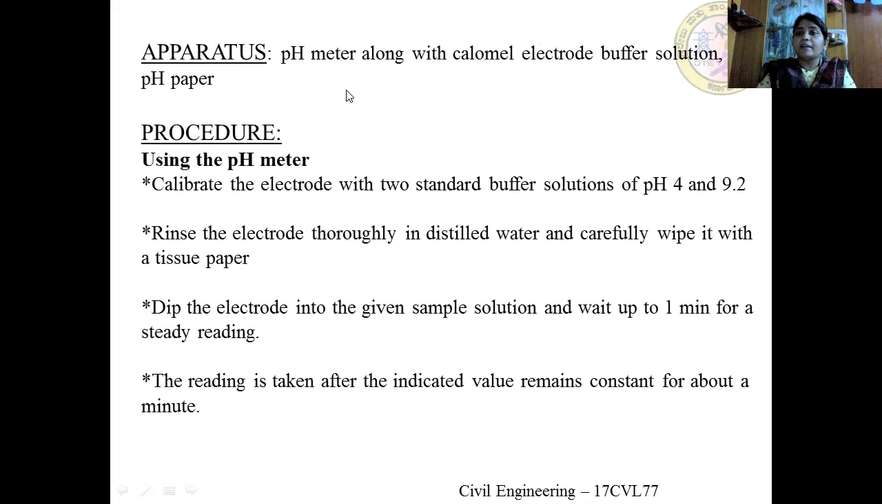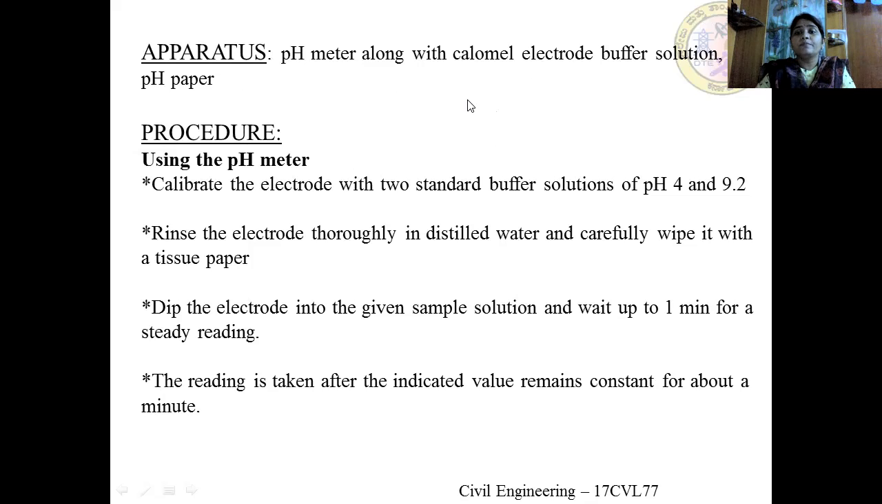Moving on to the apparatus. The apparatus includes a pH meter along with a calomel electrode, the buffer solution, and pH paper. So coming to the procedure, when we use a pH meter, the first thing we need to do is to calibrate the instrument. Whenever any digital instrument is used, calibration plays a very important role. We need to calibrate the instrument using standard solutions, which are called standard buffer solutions.